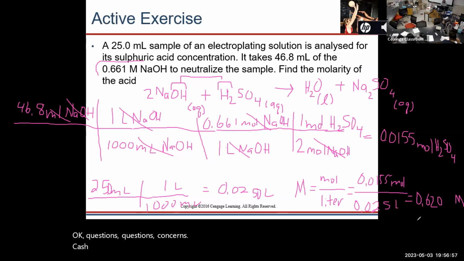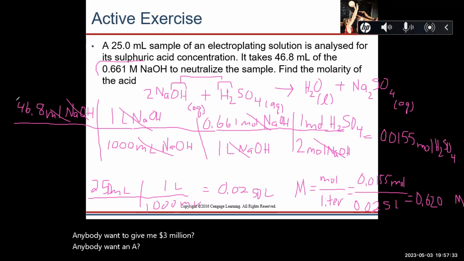Cash, Kool-Aid, crypto. I don't want crypto, never mind. Okay. Did everybody get it down? Anybody need a little more time? Anybody want to give me $3 million? Anybody want an A? Definitely.